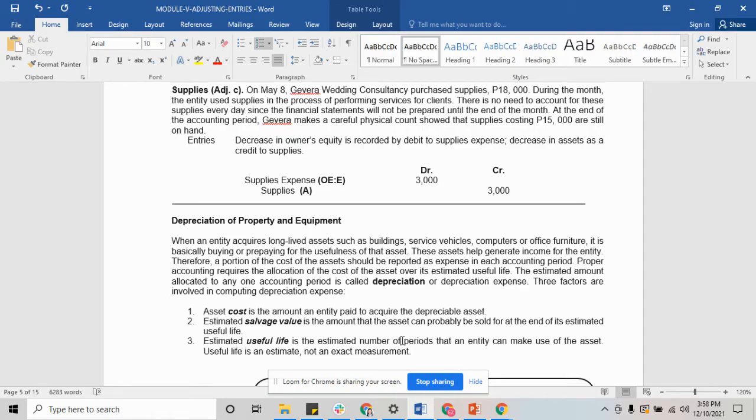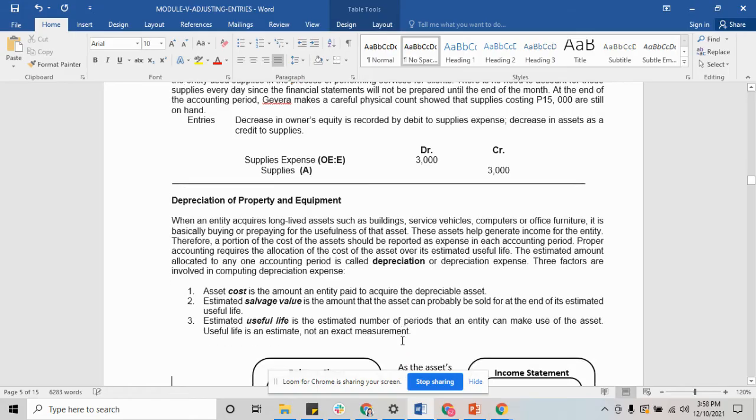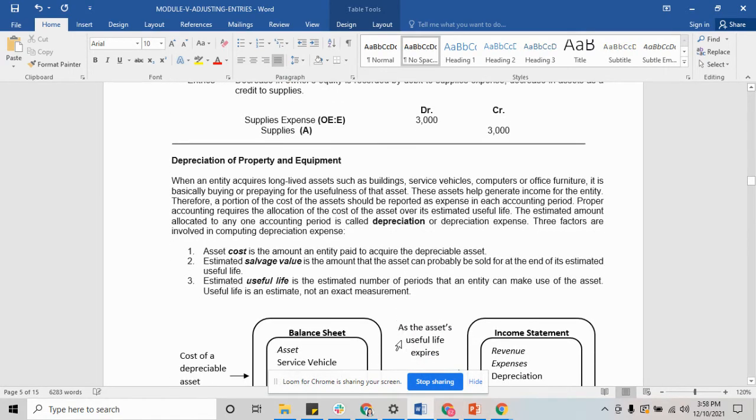The estimated amount allocated to any accounting period is called depreciation or depreciation expense. Three factors are involved in computing depreciation expense. The cost of the asset, it is the amount an entity paid to acquire the depreciable asset. The estimated salvage value, it is the amount that the asset can probably be sold for at the end of its estimated useful life. And the estimated useful life, it is the estimated number of periods that an entity can make use of the asset. Useful life is an estimate. It is not an exact measurement.